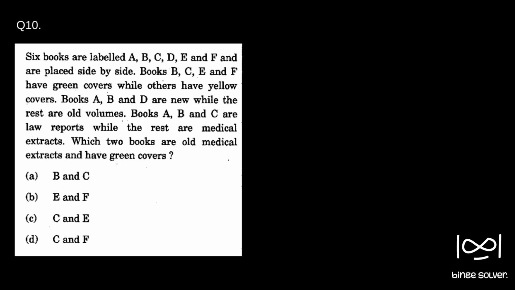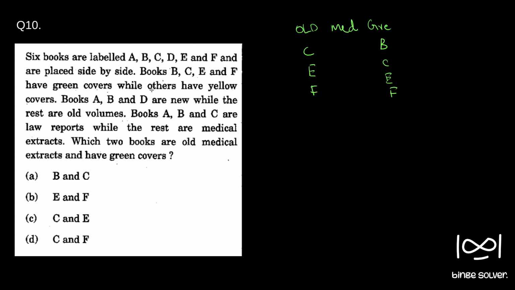So we need old medical extracts and green covers, right? So we'll extract each piece of information from here. Books B, C, E, F are green covers. A, B, D are new while others are old. So old is C, E, F, right?